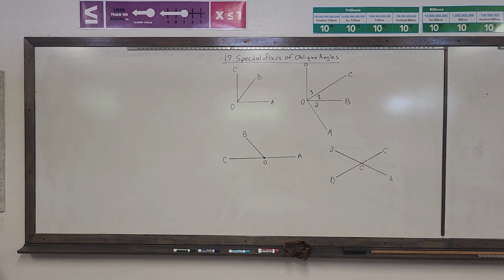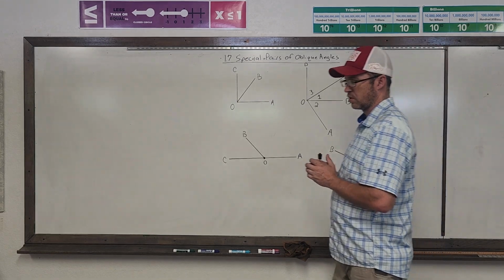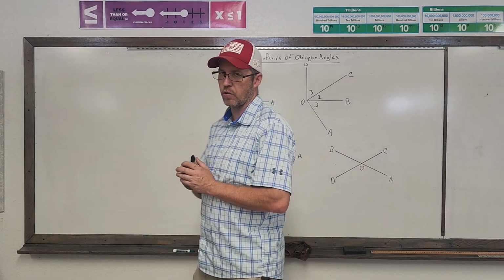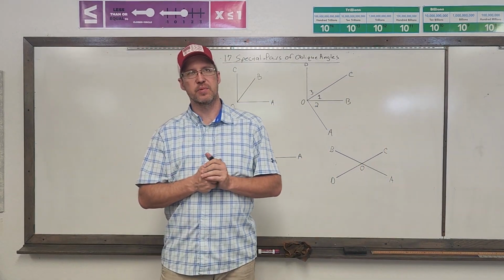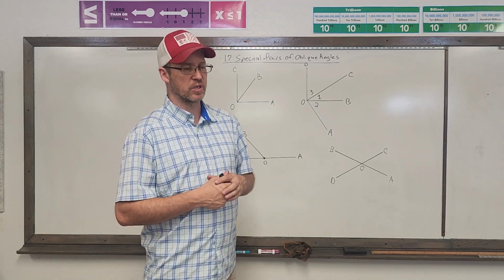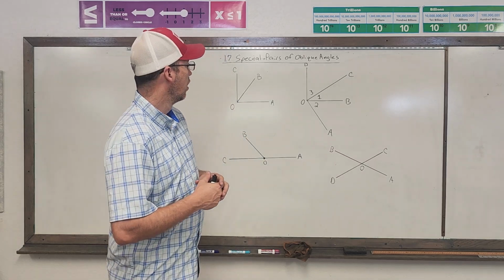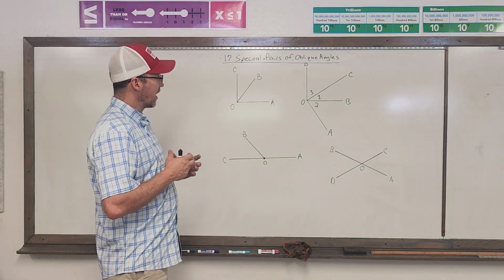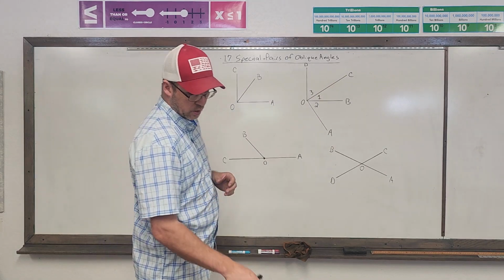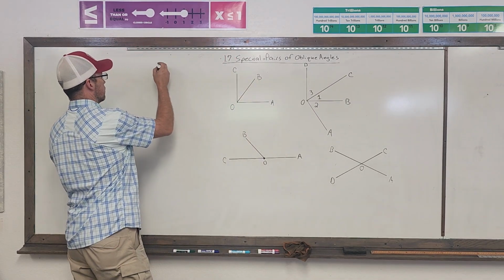All right, we're on 1.7, special pairs of oblique angles. So we talked about oblique angles are all those that don't add up to be right angles, aren't equal to right angles, and aren't equal to straight angles. Everything else is an oblique angle. We have special pairs of oblique angles. The first one we'll talk about are complementary angles.